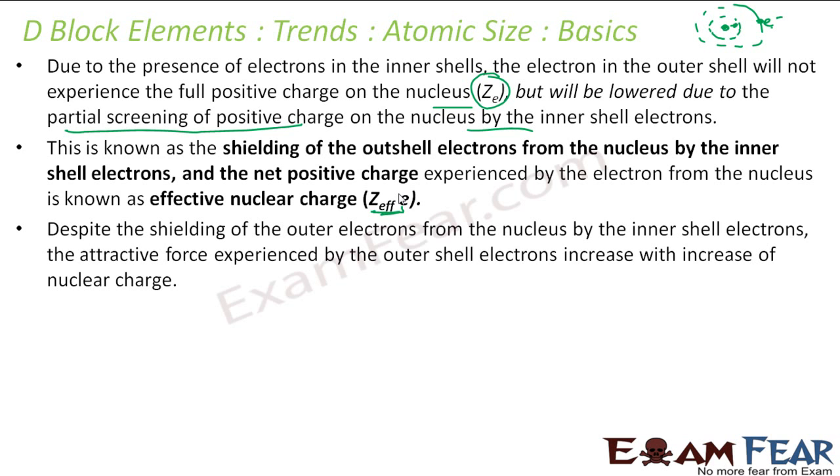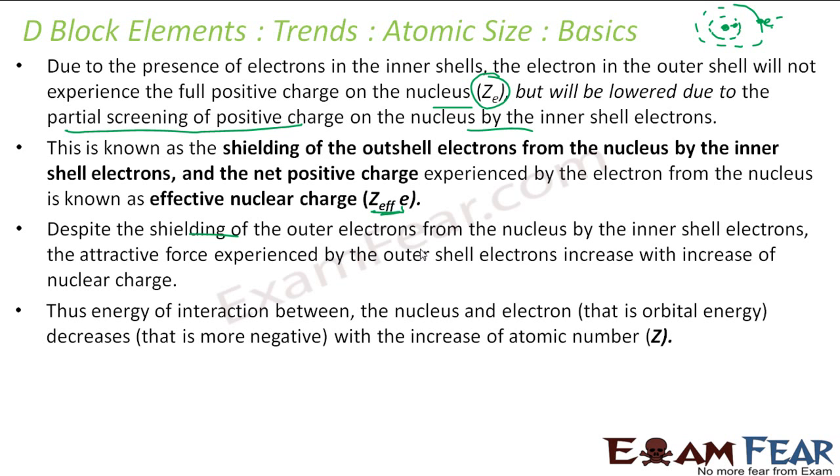Despite the shielding effect of the inner shell electrons, the attractive force experienced by the outer shell electrons increases with increase in nuclear charge. When there is a shielding effect, the more you increase the charge, the Z effective increases. We have seen that. And thus the energy of interaction between the nucleus and the electron decreases with increase in atomic number. This is something we have seen. The interaction between them decreases with increase in atomic number.